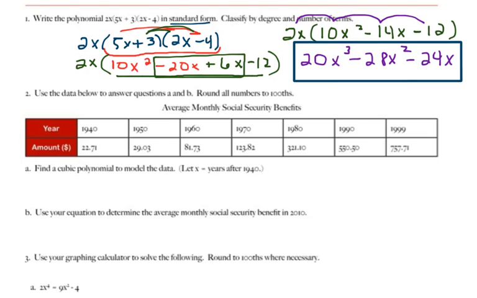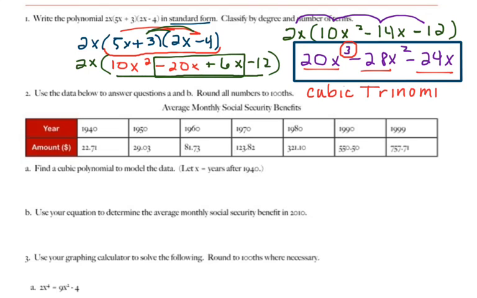Then it says to classify it by degree and number of terms. Well, to get the degree, we look at the first exponent because we're in standard form. So this is cubic. And then to get the next part, the number of terms, we just count the number of terms, and there's 3 of them. So that is a trinomial.